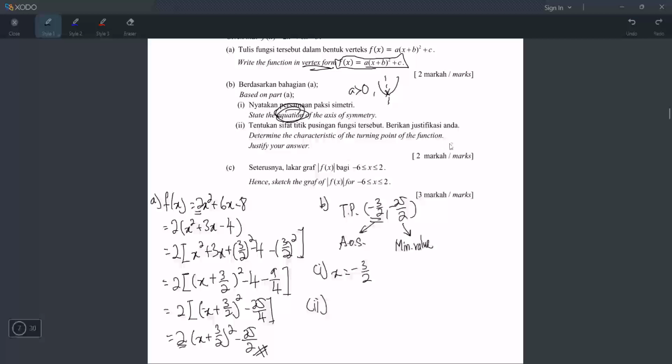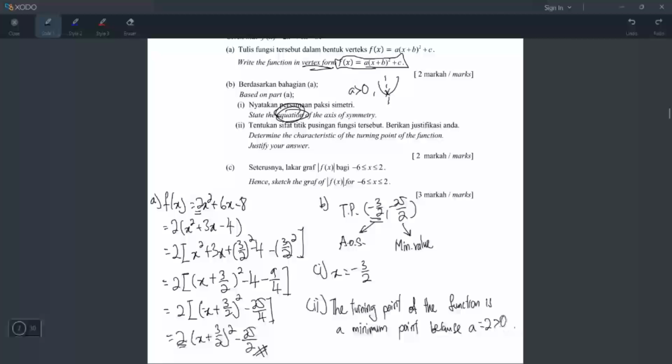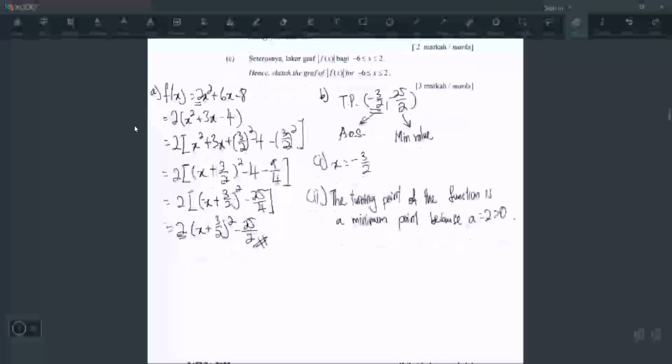Okay, number 2, let's see. Determine the characteristic of the turning point of the function. Justify your answer. So I think the characteristic is minimum point. So this turning point is the minimum point. So what I'll write here: the turning point of the function is a minimum point. They asked me to justify the answer, so I can write because the a is 2, which is bigger than 0, right? So yep, I think that's good enough, right?